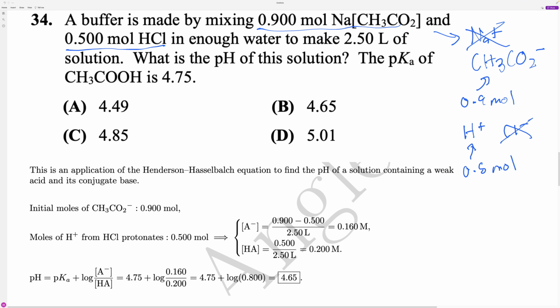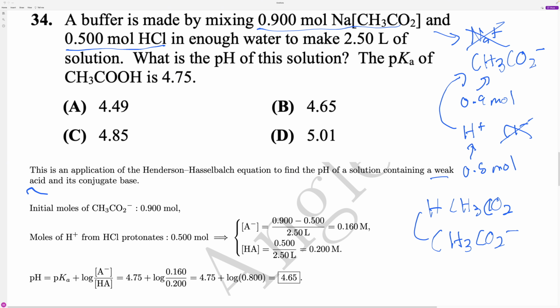So this H plus is going to protonate some, but not all, of this CH3CO2 minus. And that's where our weak acid and conjugate base comes from. So the two products of this protonation are going to be CH3CO2H for the stuff that it does protonate, and then we have the remaining anion from the stuff that does not protonate. And if you notice, this is a weak acid and its conjugate base.